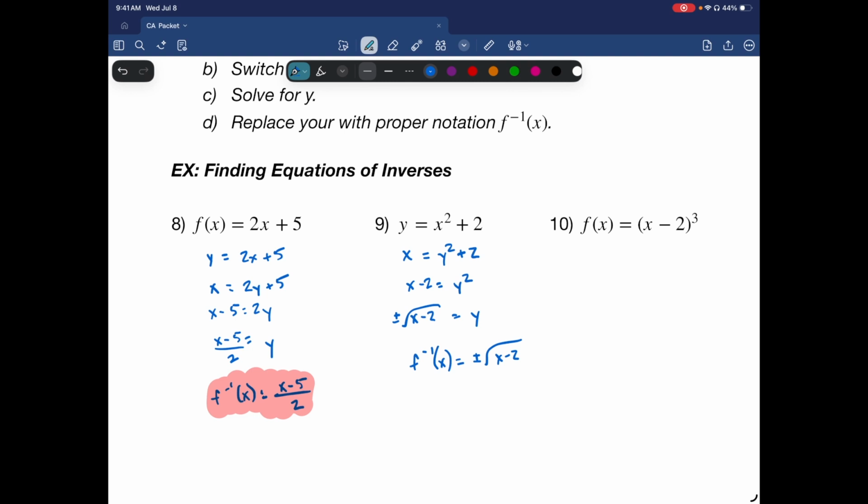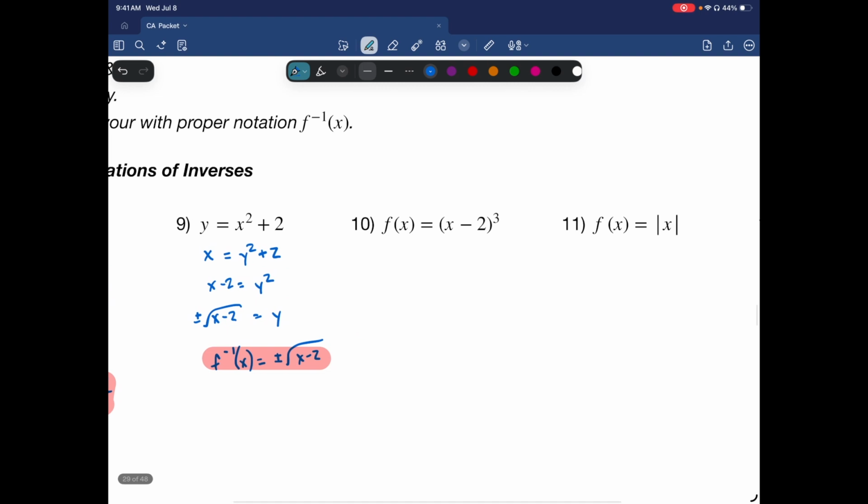All right? So x squared plus 2 is a parabola. It would pass the horizontal line test. So this checks out. All right, x minus 2 cubed is a cubic graph. This will also pass the horizontal line test, so it will have an inverse.